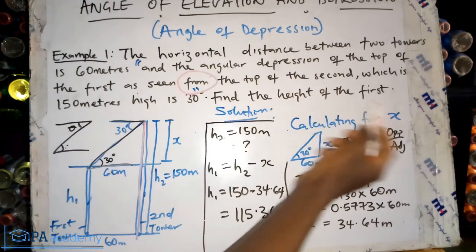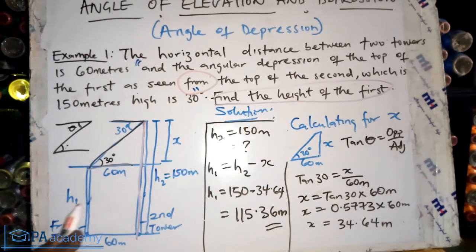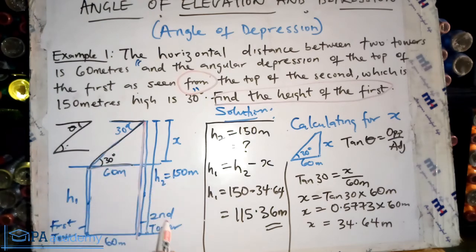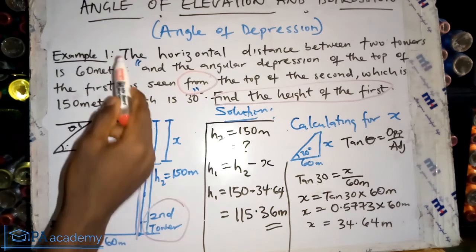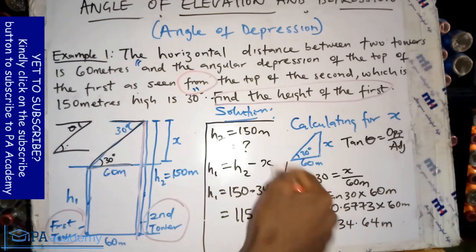So find the height of the first. This question that says find the height of the first tower is letting us understand, even with the diagram, that the second tower is taller than the first tower. This is the diagram representing it, and here is the solution.